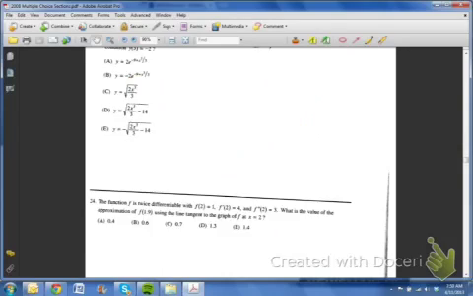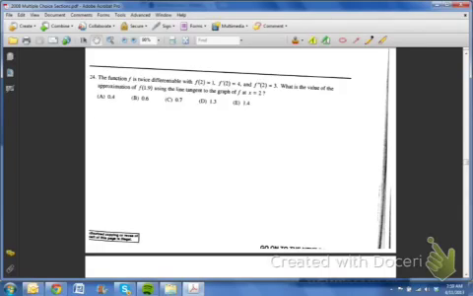All right, 24. The function f is twice differentiable with f of 2 equals 1, so that's an ordered pair, the ordered pair (2, 1). F prime of 2 equals 4, that's the slope at that point. And f double prime of 2 equals 3, that tells me that the graph is concave up at that point. What's the value of the approximation of f of 1.9 using the line tangent to the graph of f at 2? So I'm going to write the equation for the tangent line at 2.